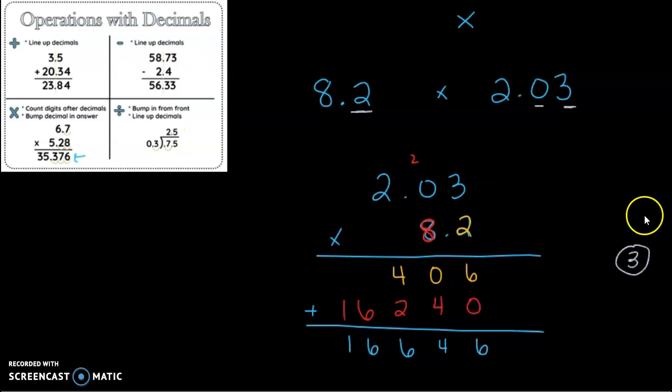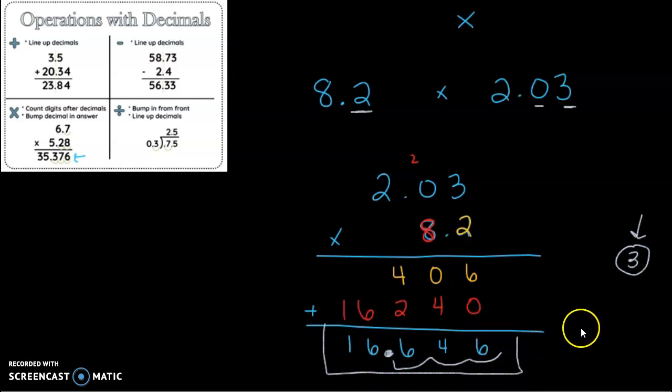Now this is the key here. It told us that we need to move our decimal 3 places. It says bump the decimal in your answer. So we need to move it 1, 2, 3 spaces. So our final answer would be 16.646. Not too bad.